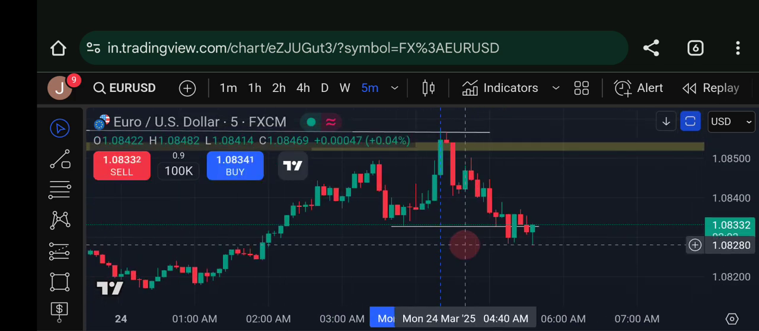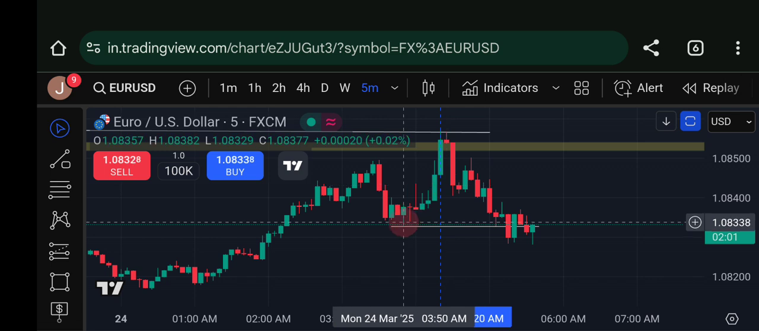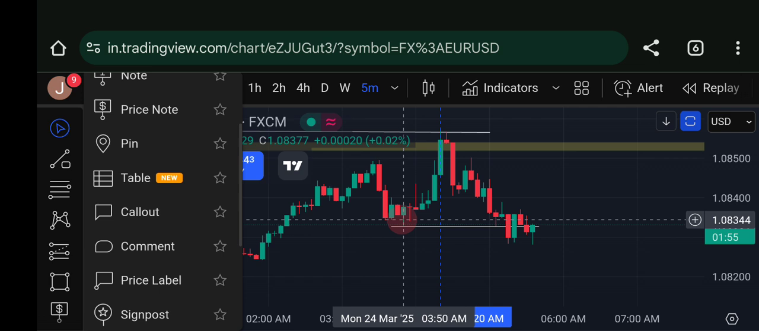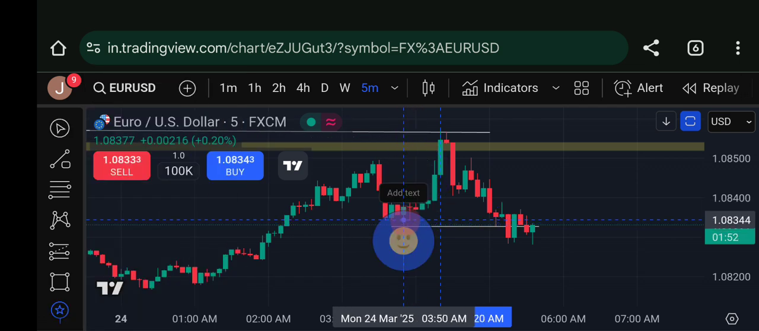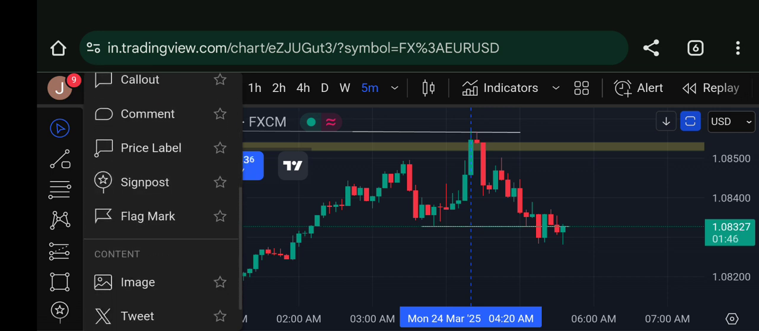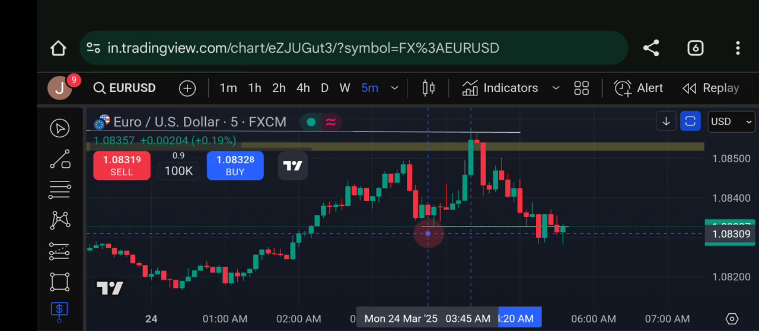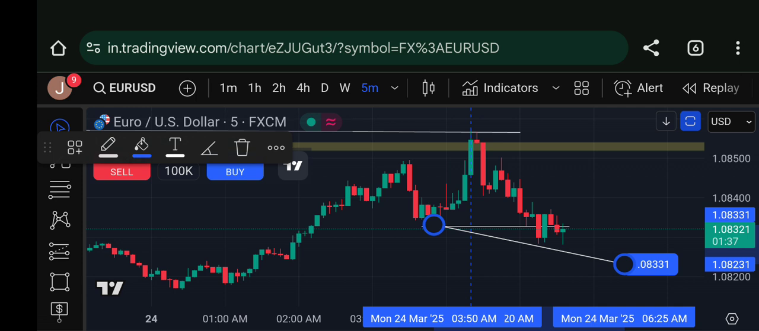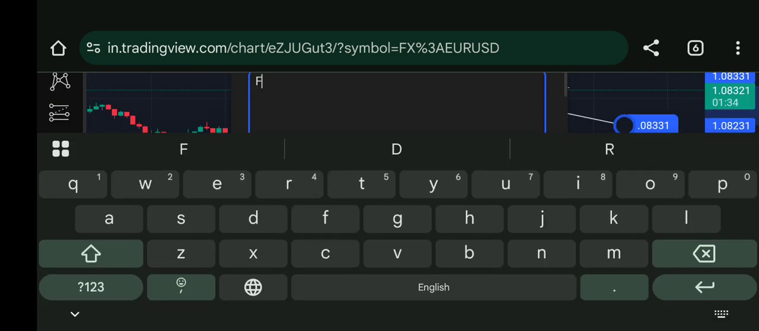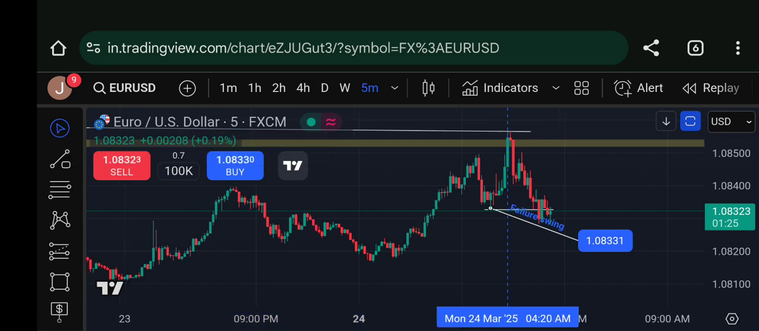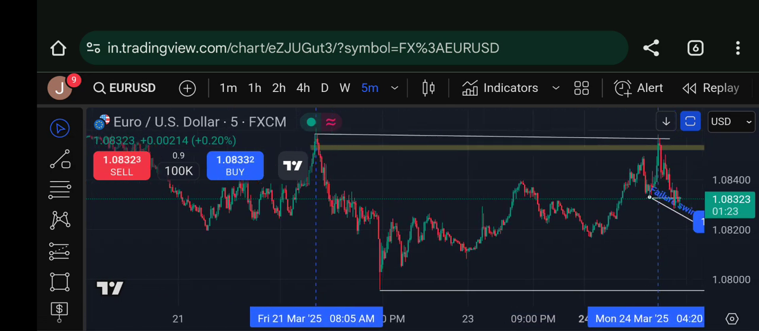Whereas this is the failure swing where price did not make a higher high, guys. I'm talking about this. This is a failure swing here. It failed to move above these highs by respecting that 5-minute fair value gap here.